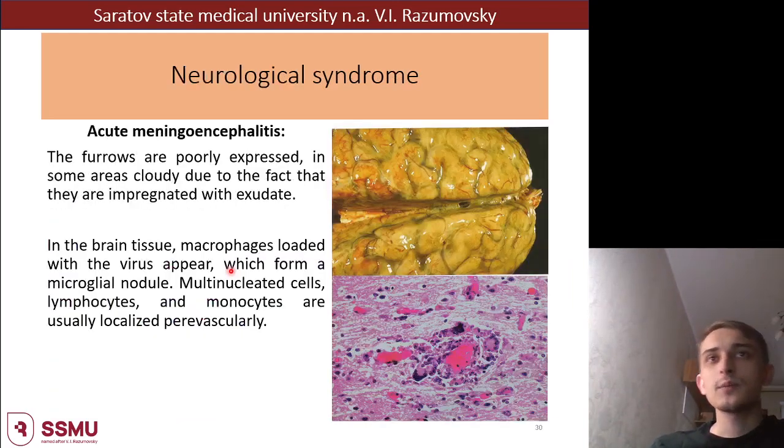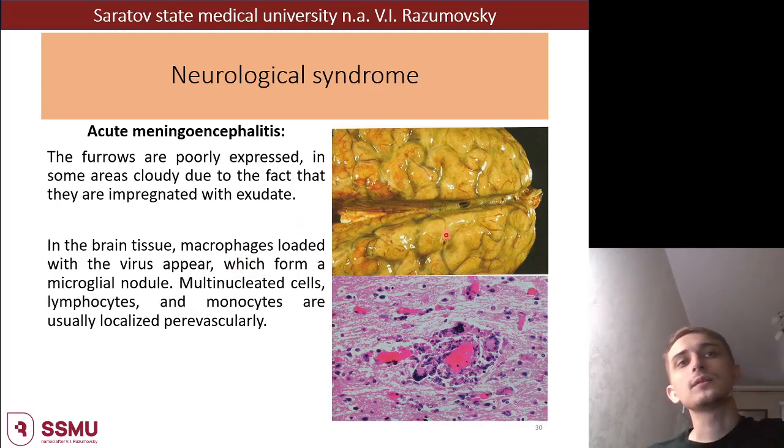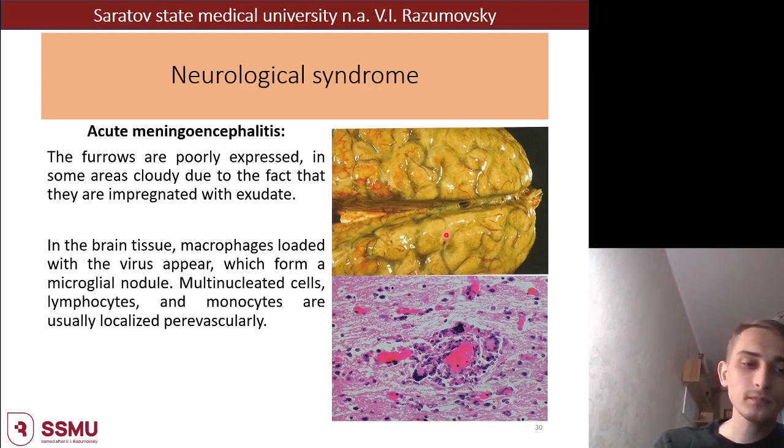The next syndrome is the neurological one, acute meningoencephalitis. Acute meningoencephalitis is associated with changes of the furrows. They are poorly expressed. Some areas could be impaired with exudate, so you may see it here, and it is one of the stages of dementia in this disease.